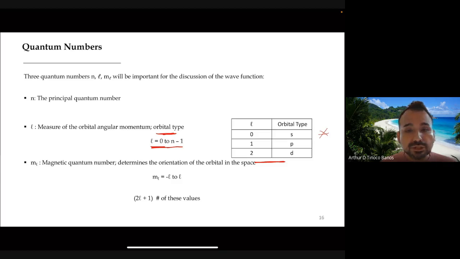There is an additional quantum number. So here we have the m sub L. That is the magnetic quantum number, and it determines the orientation of the orbital in space. All right, so that's going to be very important.